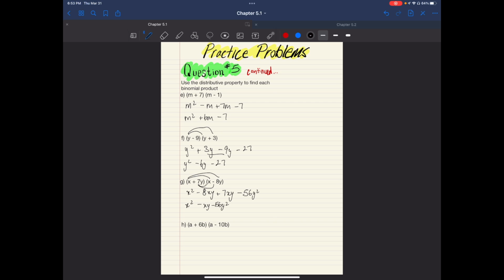And moving on to h, we have a squared minus 10ab plus 6ab minus 60b squared. Collect like terms here in the middle. a squared plus 50ab minus 60b squared.